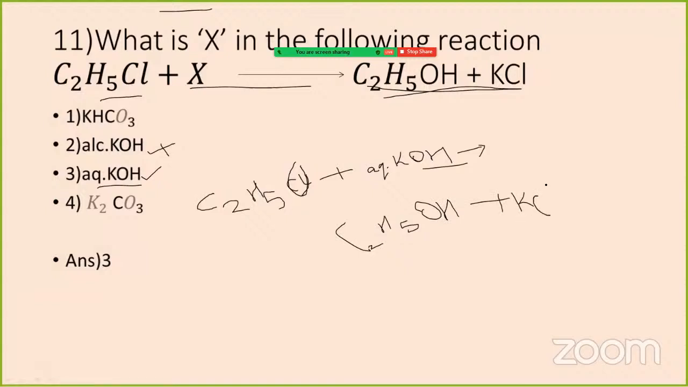So here this is your X. In the question they asked, what is X? X means aqueous KOH. So in the options, where is that answer? Yes, here. Aqueous KOH is our right answer. Hence the answer is 3. Let us move on to the next slide.